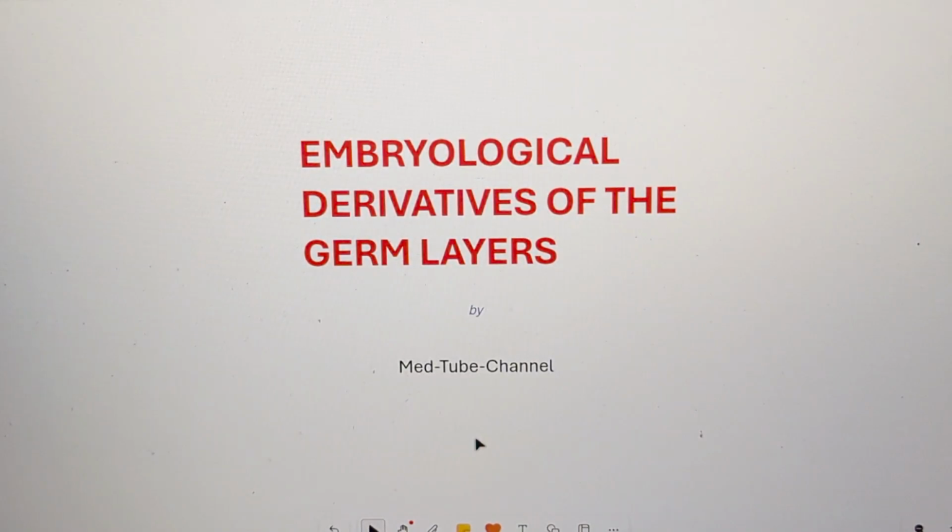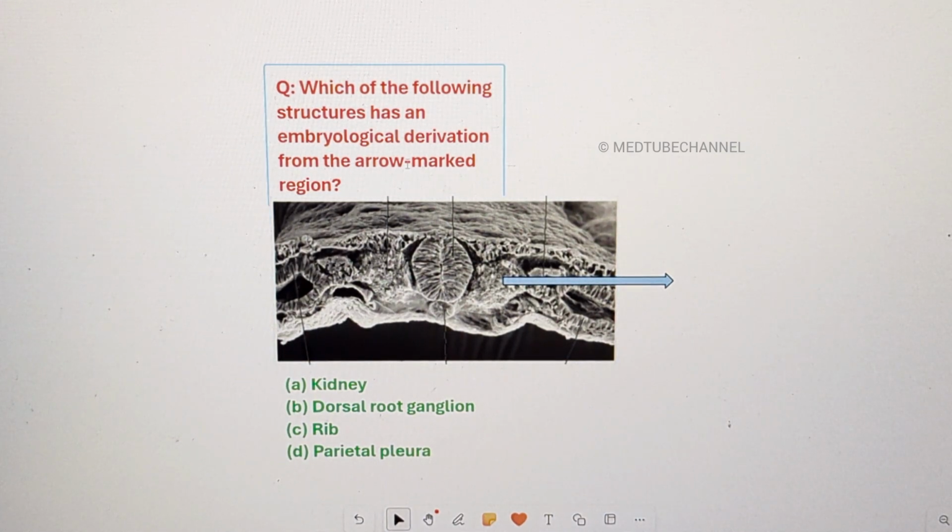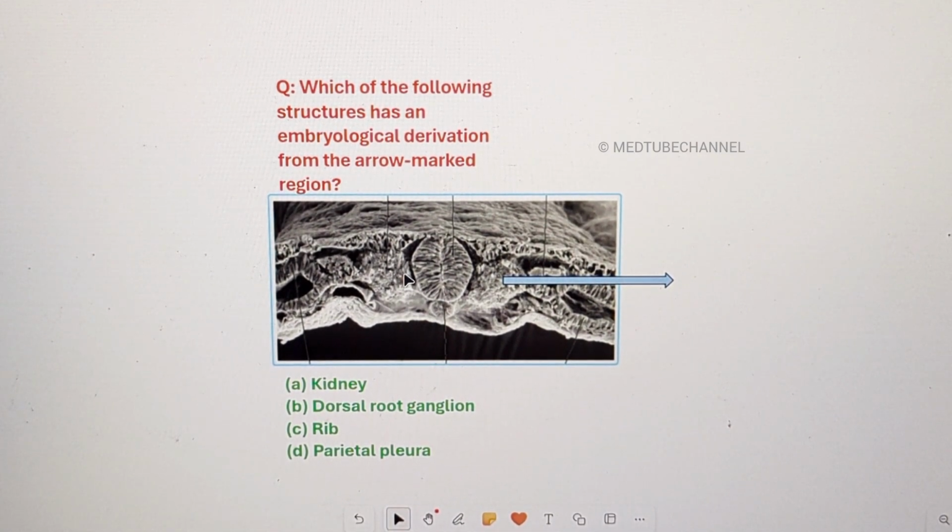Now we are going to discuss the embryological derivatives of the germ layers. Which of the following structures has an embryological derivation from the arrow marked region? As you know, the question is regarding the arrow marked region. The image is a scanning electron microscope image of a developing embryo.